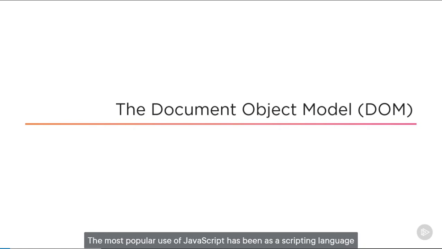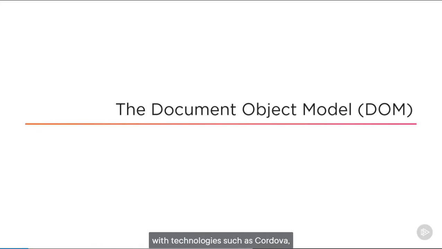The most popular use of JavaScript has been as a scripting language behind web pages. But we can also use JavaScript now with technologies such as Node.js to run JavaScript on the server. And with technologies such as Cordova, we can run JavaScript apps on mobile devices and tablets. But this clip and the next few clips are going to focus mainly on browser programming.